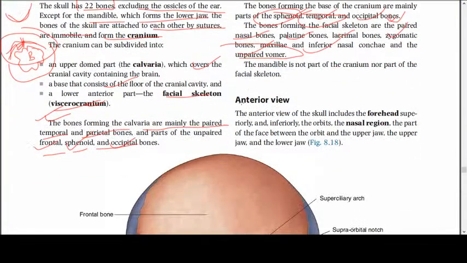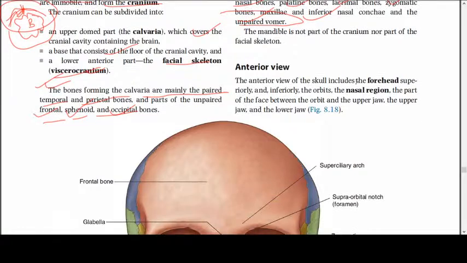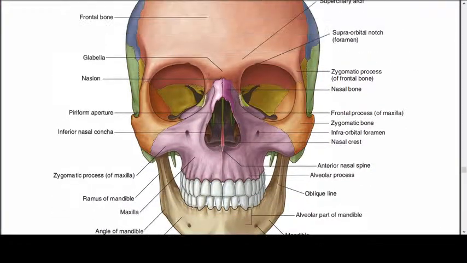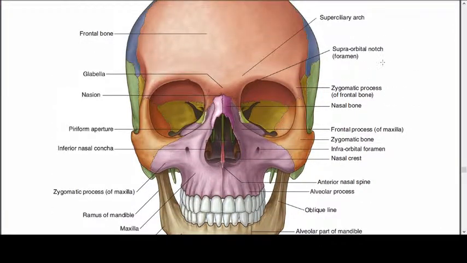So this one shows the anterior view. The anterior view of the skull includes the forehead superiorly, and inferiorly there is the nasal region, obviously part of the face, and below that there are the jaws. The upper jaw is called the maxilla, and the lower jaw is called the mandible. So let's look at the structures that you get in such a view.